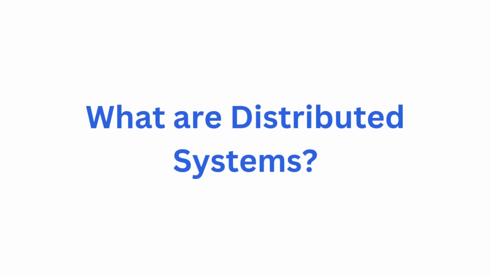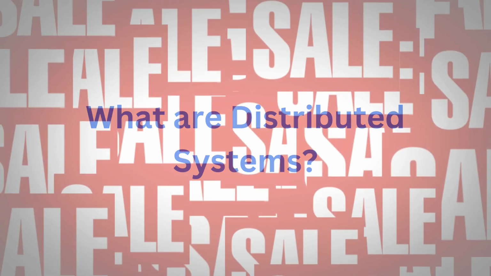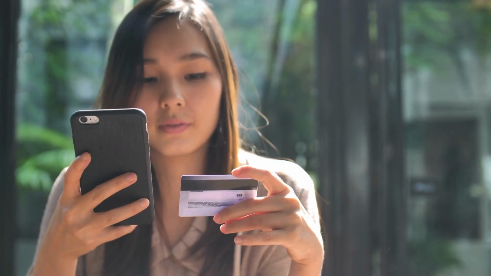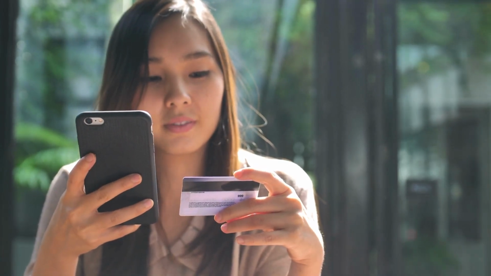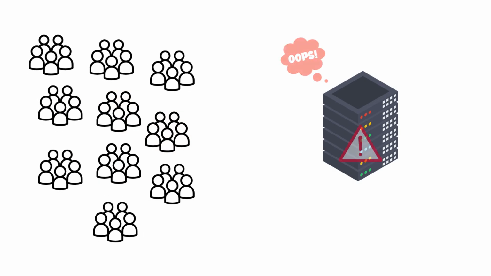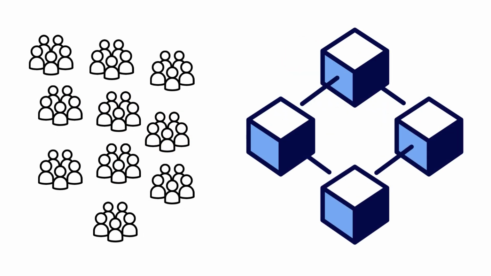What are distributed systems? Imagine an online shopping app during a massive holiday sale. Millions of users are browsing products, adding items to their carts, and making payments, all at the same time. No single computer can handle this level of traffic. Instead, the app relies on a distributed system, a network of independent computers or nodes working together to share the workload and deliver a seamless experience.